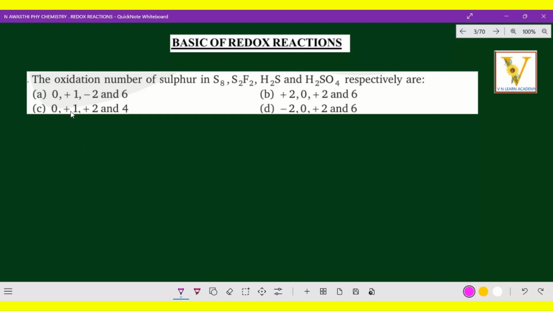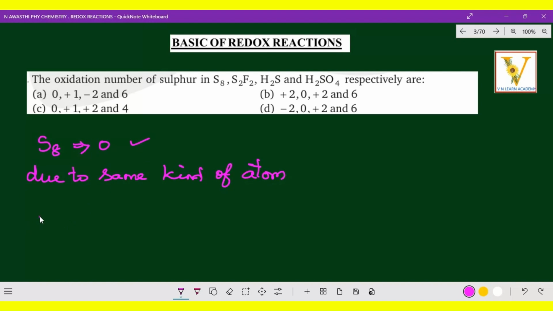The next question: oxidation numbers of sulfur in S8, S2F2, H2S and H2SO4 respectively are. Let us identify one by one. S8 is 0. How do we identify it is 0? Due to the same kind of atoms present in it, that is why it is 0.